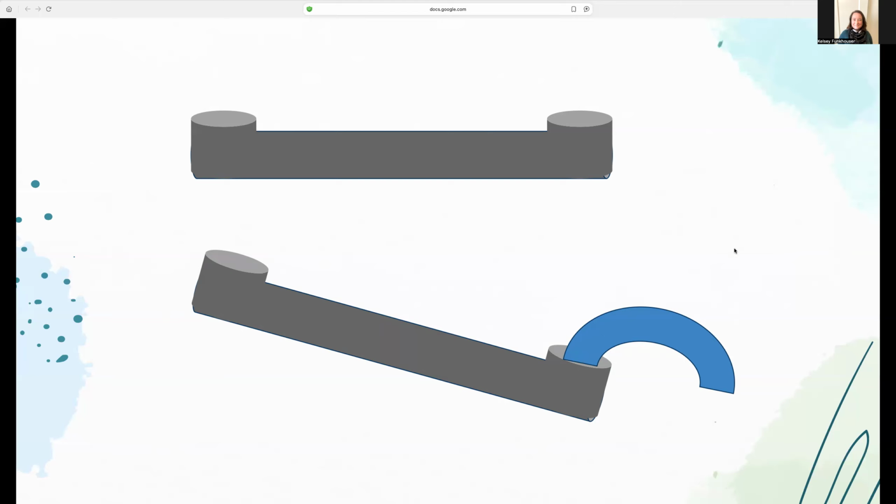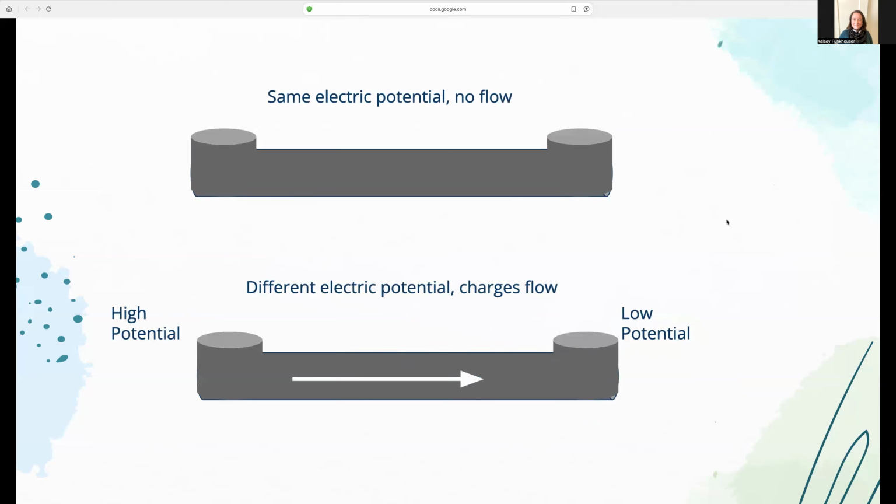This is also what happens with charges in an electric circuit. So if both ends have the same electric potential, no charge is going to flow through. But if we have one end with high electric potential and one end with a low electric potential, we do have a flow of charges because, again, they want to go from high to low. Because we're not dealing with gravitational potential energy, it doesn't need to actually be a change of height or a change of physical position in order to cause the flow.